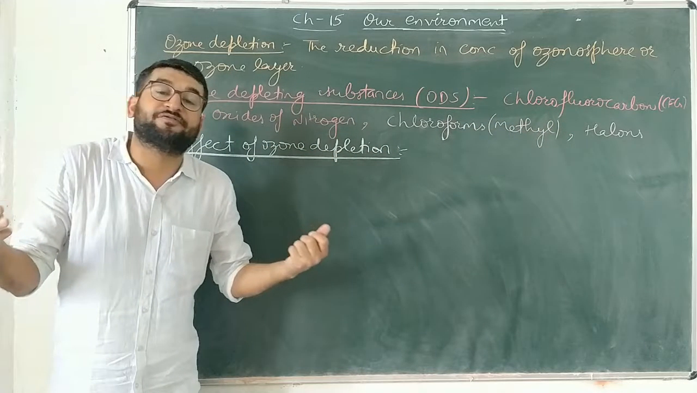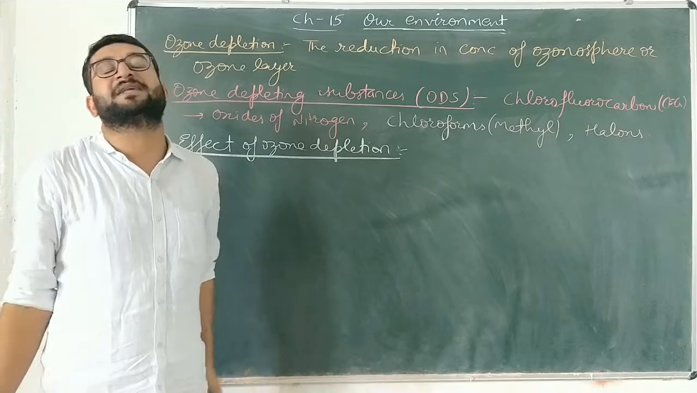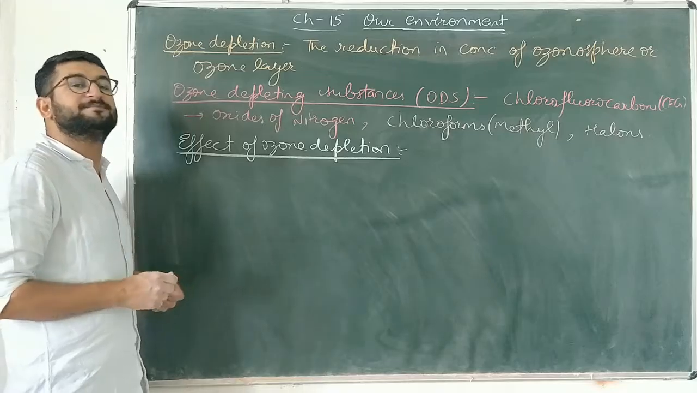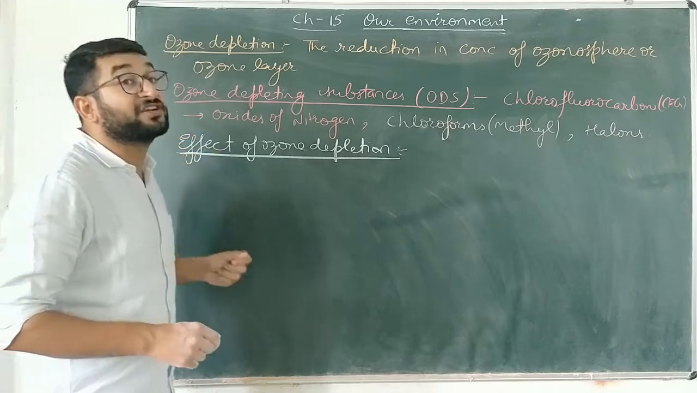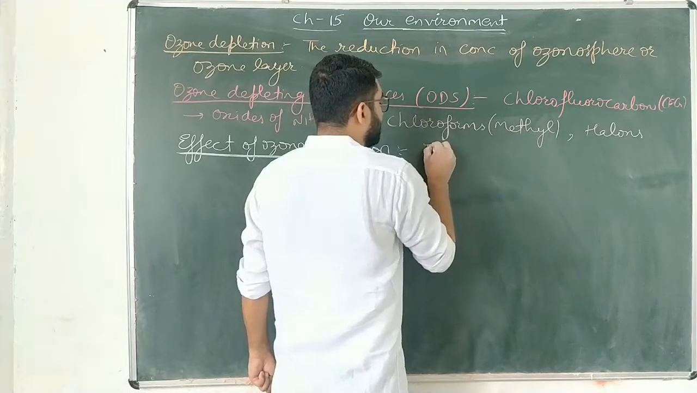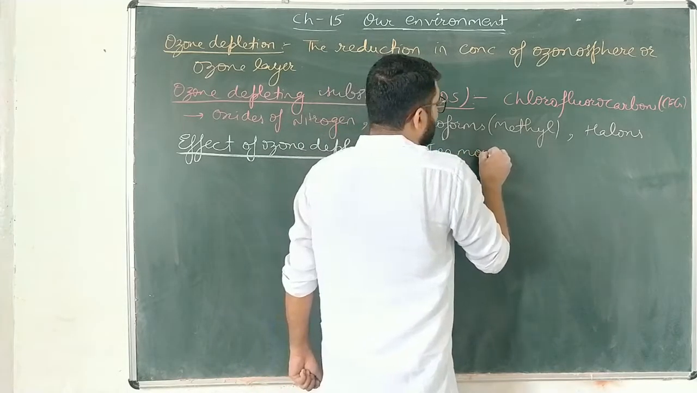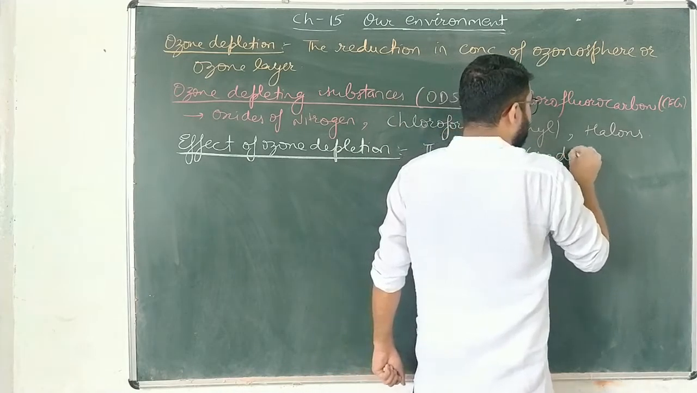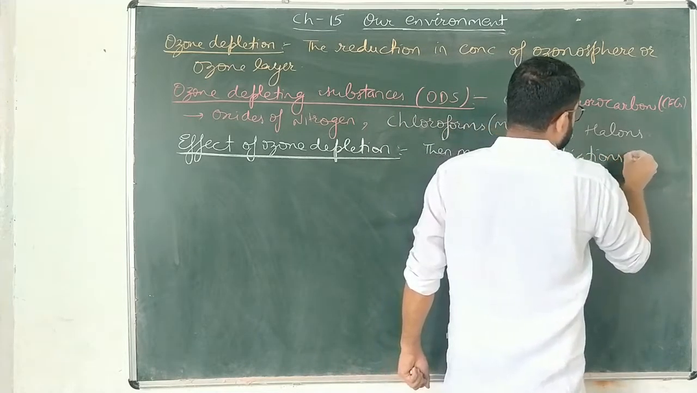Products which are eco-friendly, which are environmental friendly and do not pose any threat to the environment, to the ozone layer. What is the effect of it? Why we are doing so? If ozone layer is depleted, then more ultraviolet radiations will enter the Earth's surface.